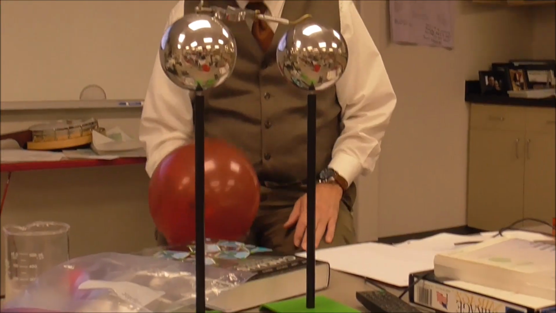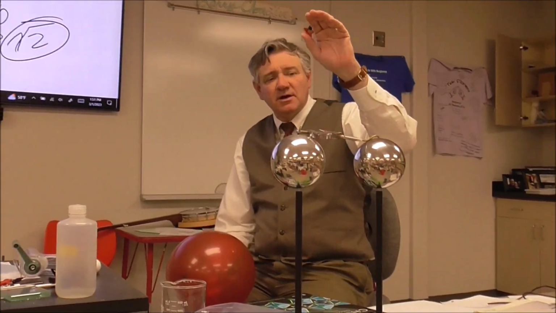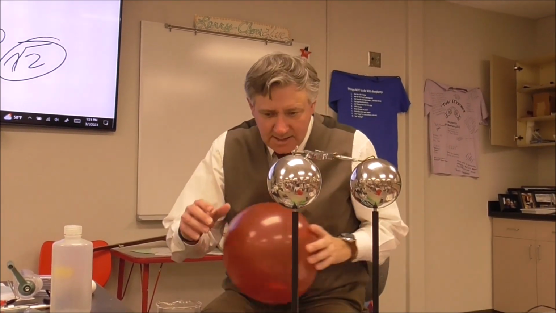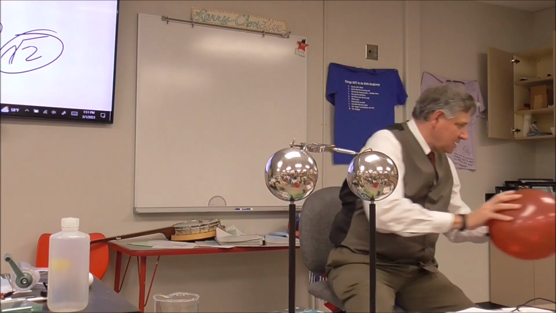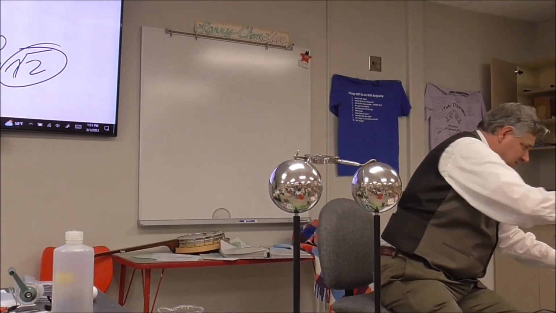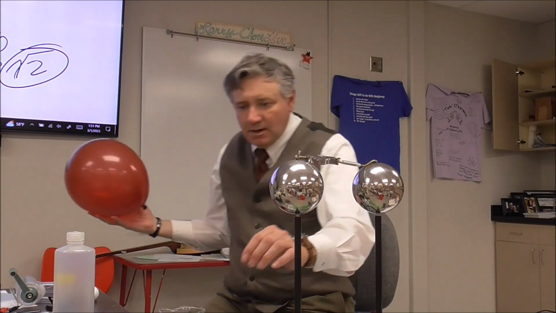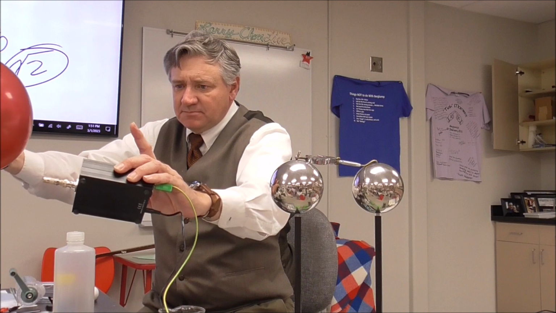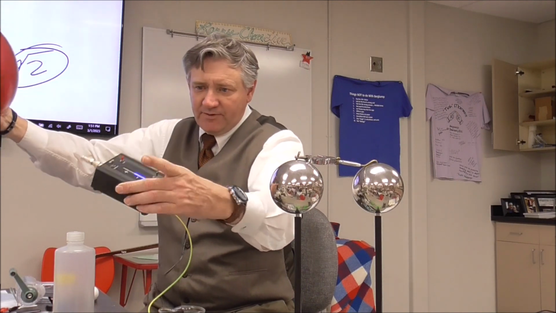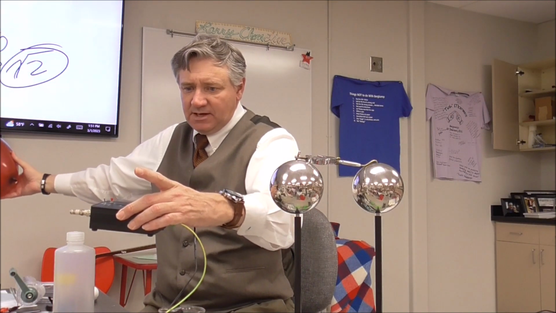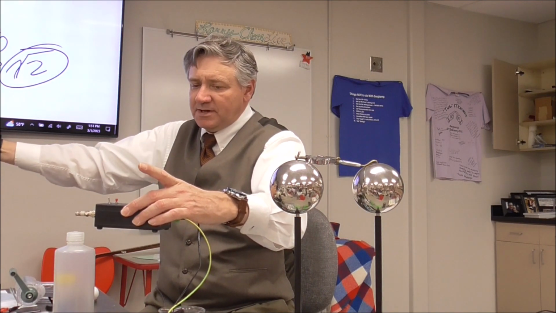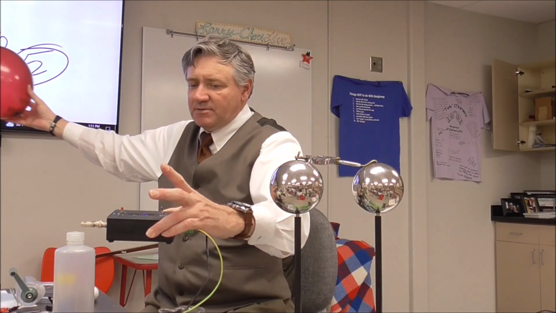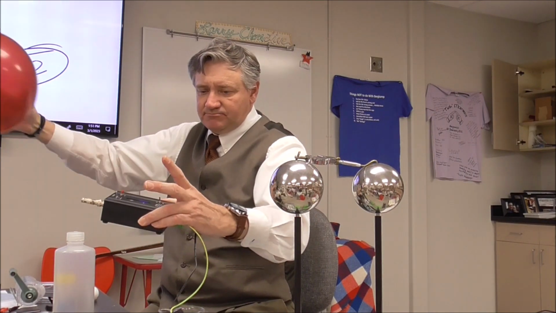So I've got 2 conducting spheres connected by a conducting piece of metal. Okay? And I happen to have an electric field sensor. Just let me set that. So I charged the balloon, and we're very much reading a negative value. So when I bring it closer, what happens to the strength of the electric field? It gets greater, and when I move it away, it decreases.